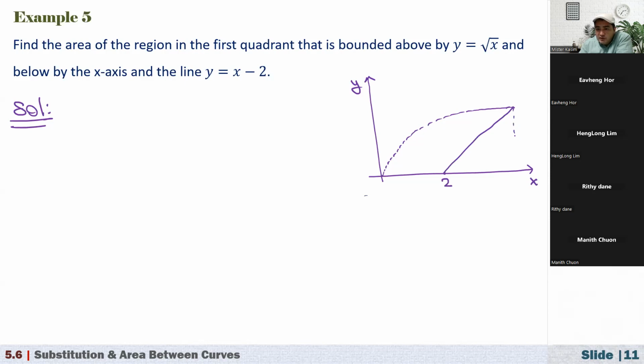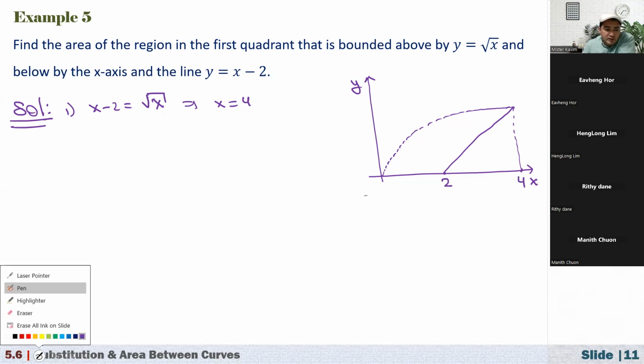So where do they meet each other? To find their intersection point, we have to solve this equation: x minus 2 is equal to square root of x. But just by guess and trial, if x is equal to 4, they intersect each other. 4 minus 2 is 2, and the square root of 4 is 2. So actually this point is 4. The question is, we have to find this area.